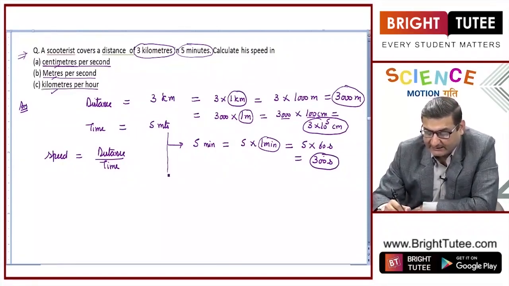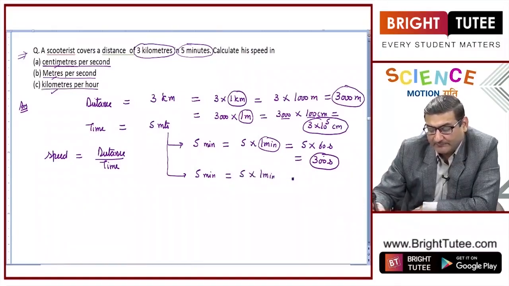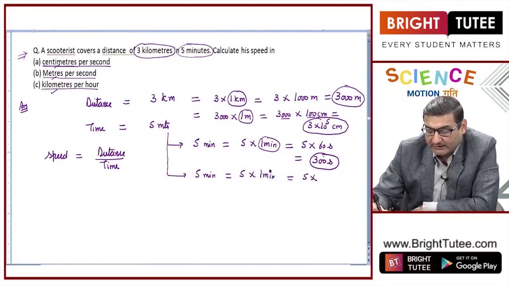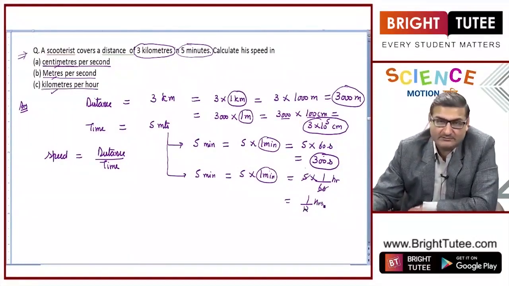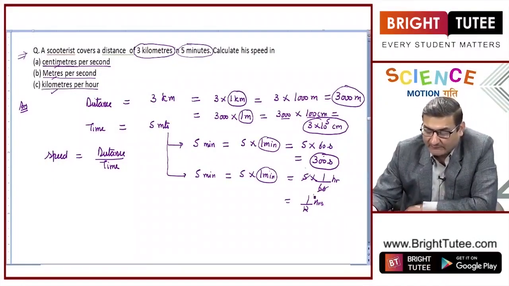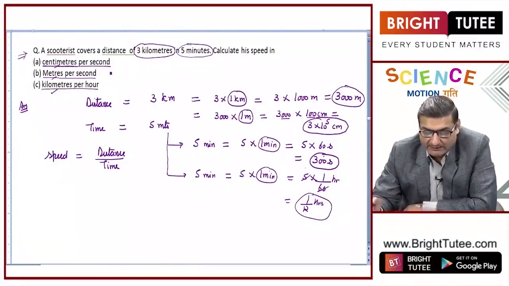Next, I need the time in hours also. Initially the time given is in minutes. I can write 5 into 1 minute. Now 5 into, rather than writing 1 minute, I know that 1 minute, I have just read it above, is equal to 1 upon 60 hours, cancelling it. So I will get 1 upon 12 hours. So now I have got everything in all the units which were required in the question.